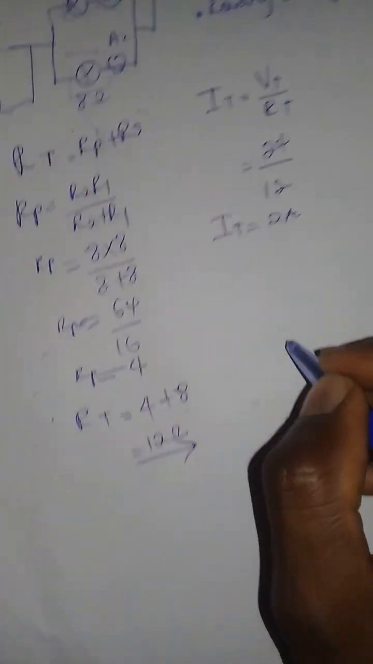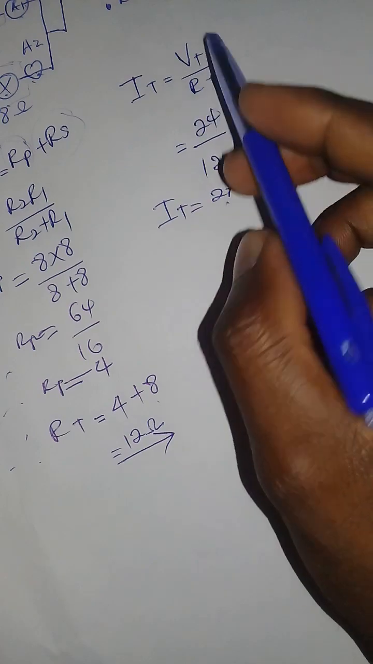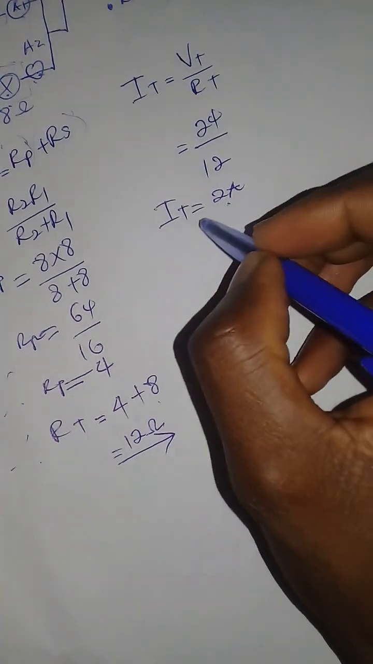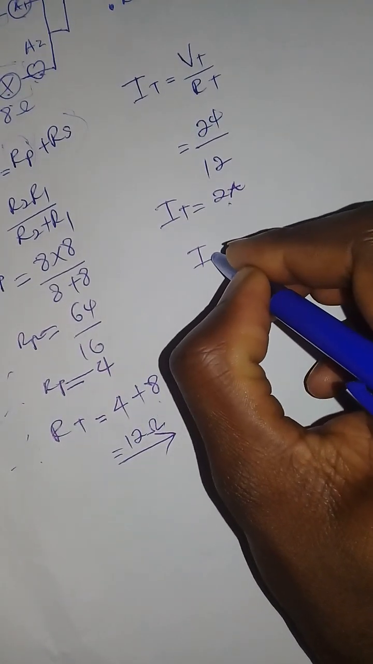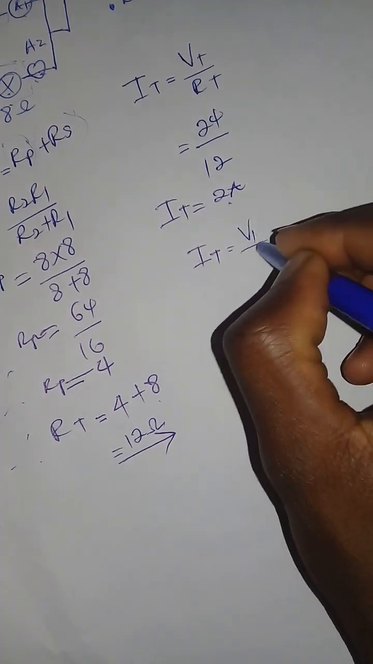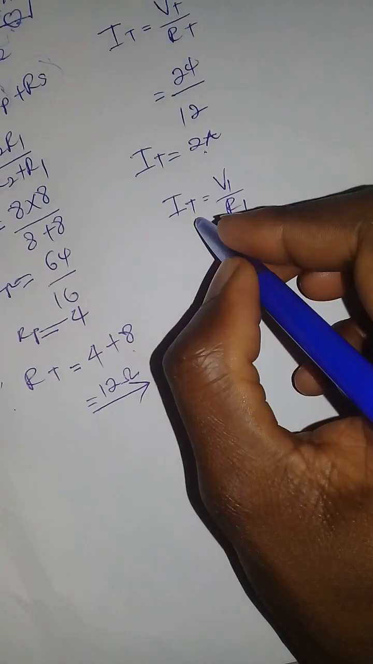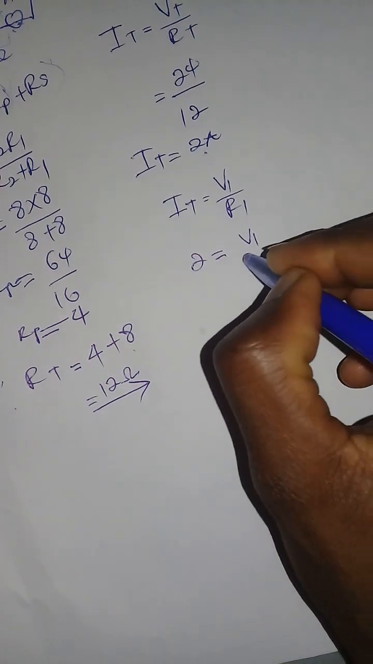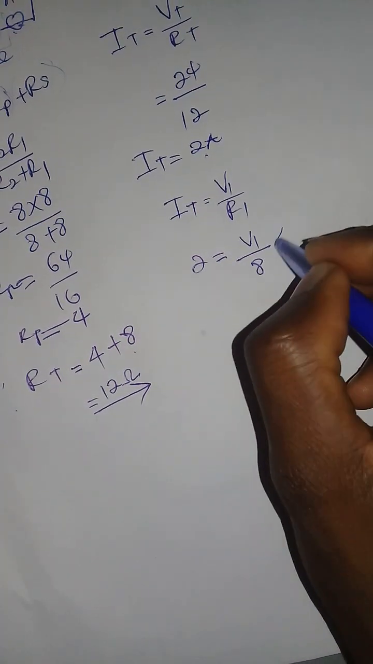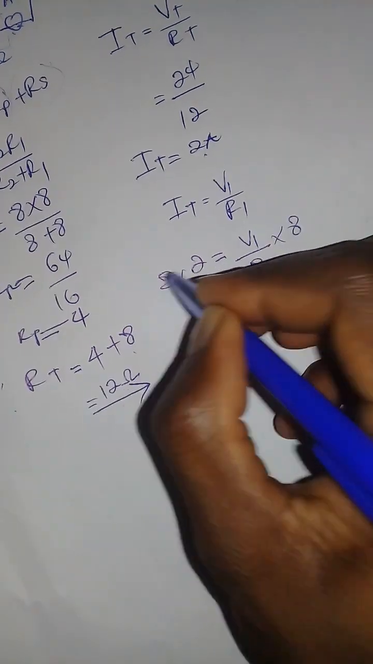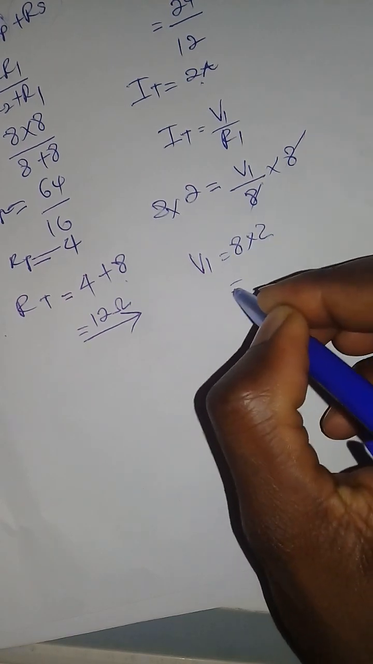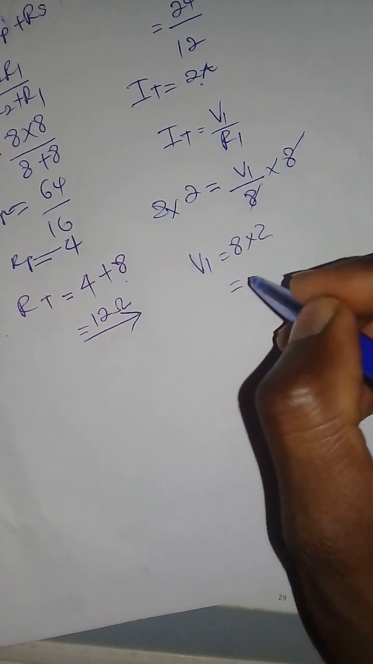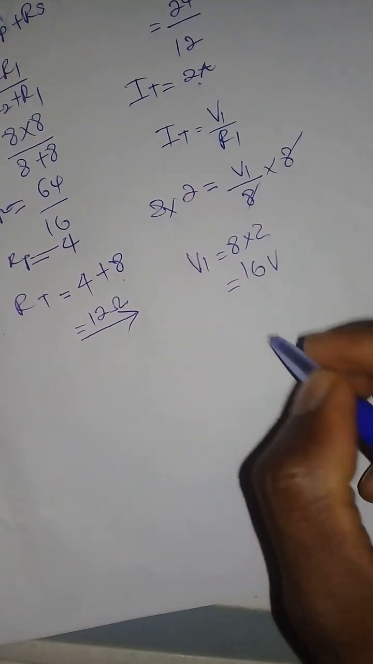And that's your current. So since we have the current, we can then calculate what our V1 is by using the property of the series connection that says that the current is the same, right? So IT is equal to V1 over R1. So 2 is equal to V1 over 8. Now we multiply both sides by 8. These will cancel out. Therefore, V1 is equal to 8 times 2. Now that's going to give you 16, right? So that's your voltage within V1.